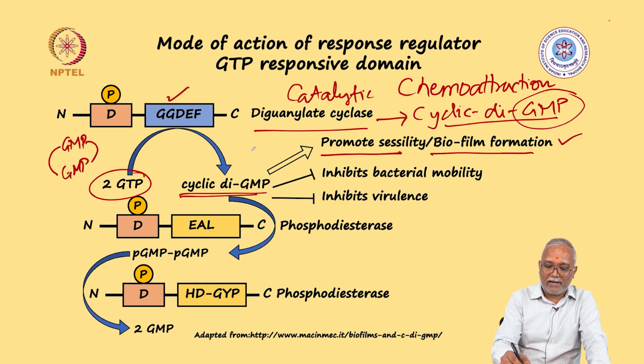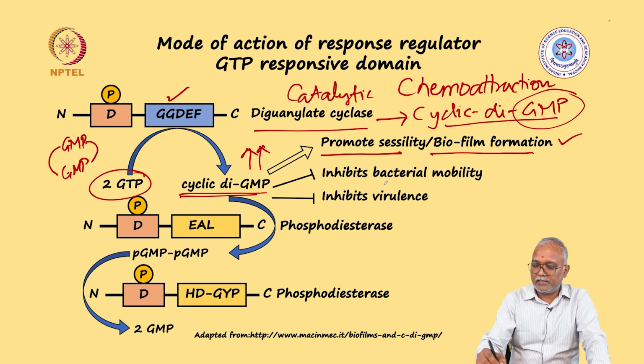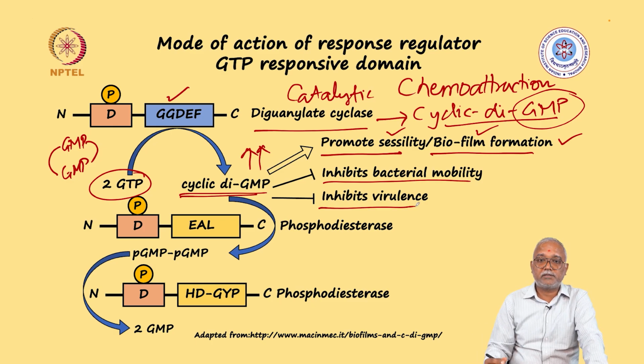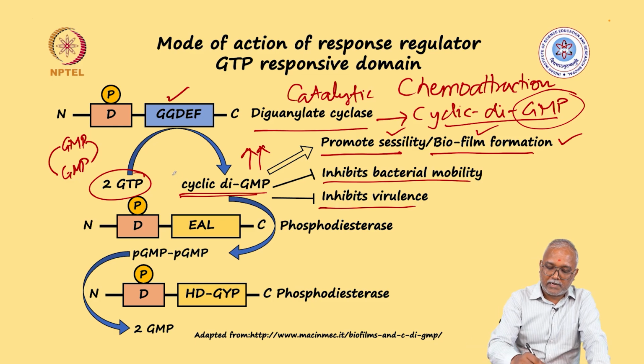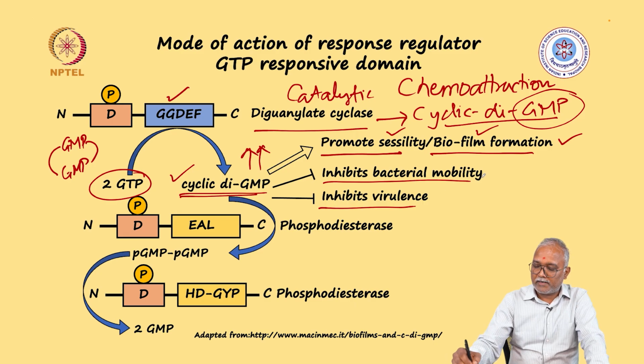As soon as you have high levels of cyclic di-GMP, you will see the bacterial motility is inhibited, right, because they are now getting into the sessile nature or biofilm formation mode. This will also inhibit virulence, because the freely moving bacteria or microbe will be more likely to approach the host cell and invade it. So the presence of cyclic di-GMP makes the bacteria or the microbe less infectious.